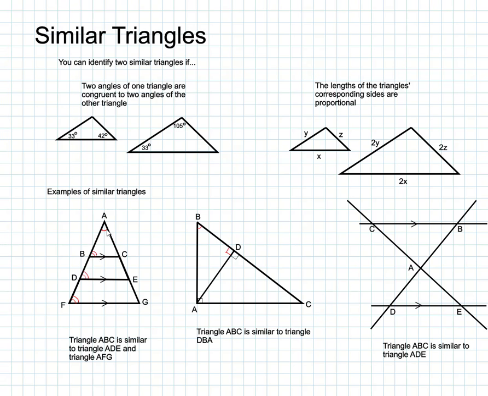In the example on the bottom right, I have triangle ABC is similar to triangle ADE. We know that angle CAB is going to be equal to angle DAE because they are vertical angles. Likewise, because line DB is a transversal to two parallel lines, line CB and line DE, then we can determine that angle CBA is actually equal to angle ADE because they are alternate interior angles. So again, since we have two angles that are congruent to each other, these triangles are also similar.